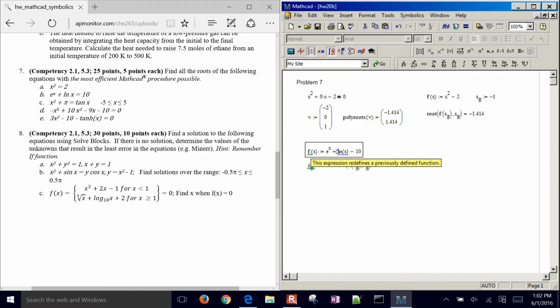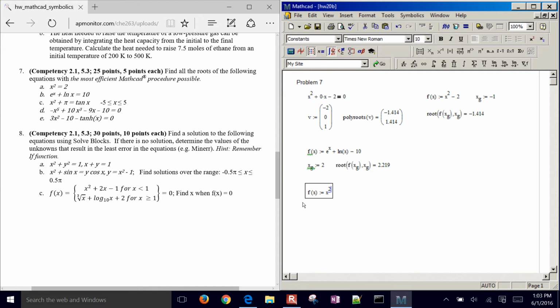Go ahead and do that for the other ones. Just enter f of x equals that function, and then find the roots. The second one is going to be between -5 and 5. You just have to use different guess values until you find the solutions for part C. There are going to be 4 different roots to that.